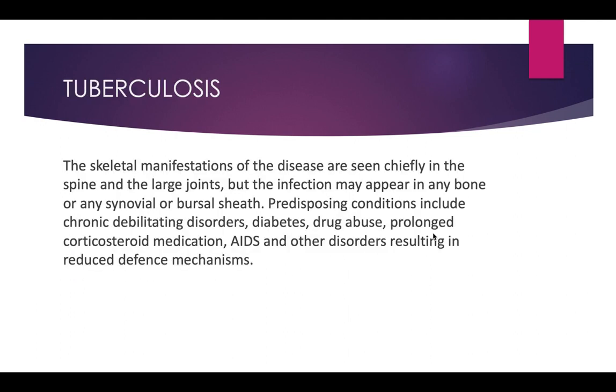New subject. احنا عندنا TB or tuberculosis. Still, it is common in Iraq, and we have to concentrate on this subject. The skeletal manifestations of the disease are seen chiefly in the spine and the large joints, but the infection may appear in any bone or any synovial or bursal sheath. Predisposing conditions include chronic debilitating disorders, مثل diabetes, drug abuse, prolonged corticosteroids, AIDS, etc.